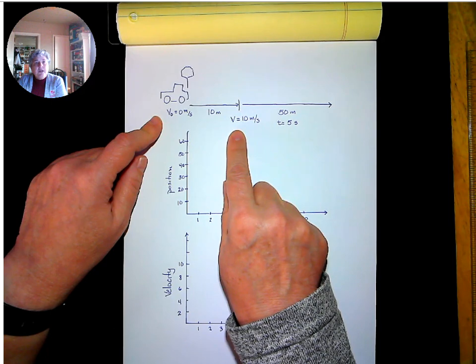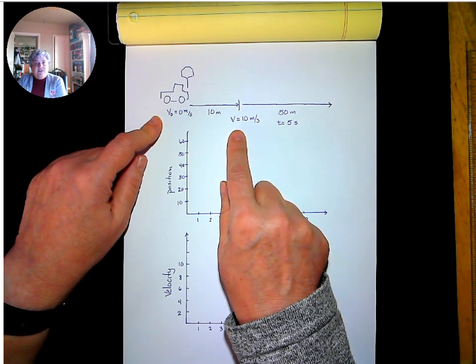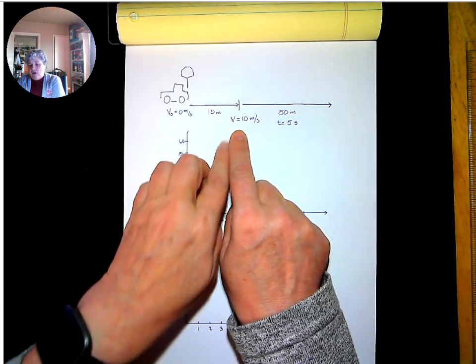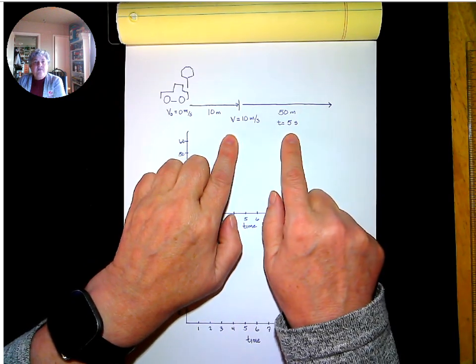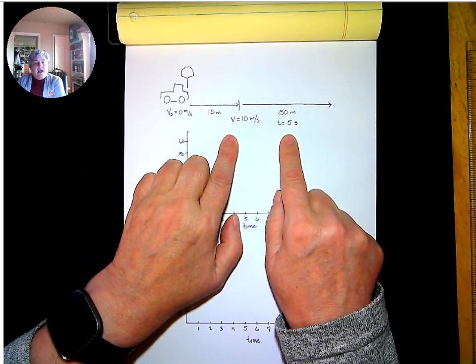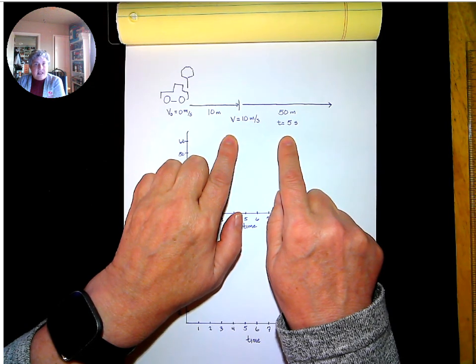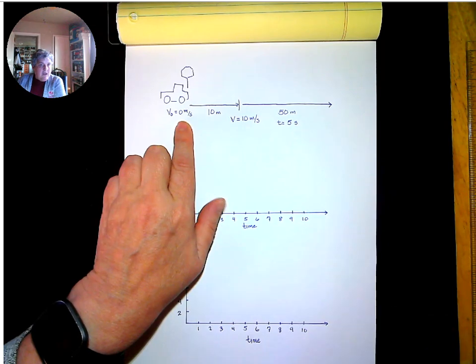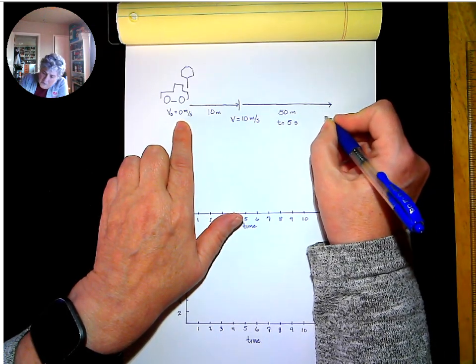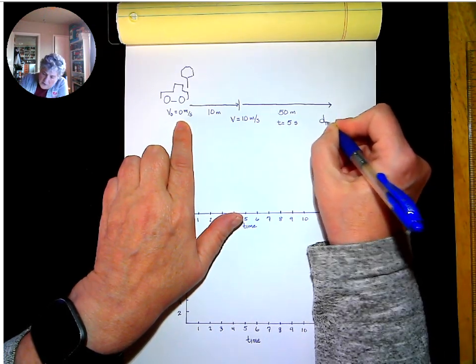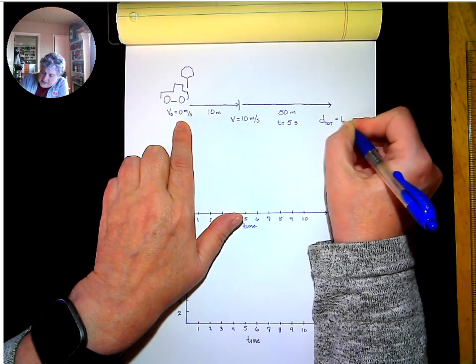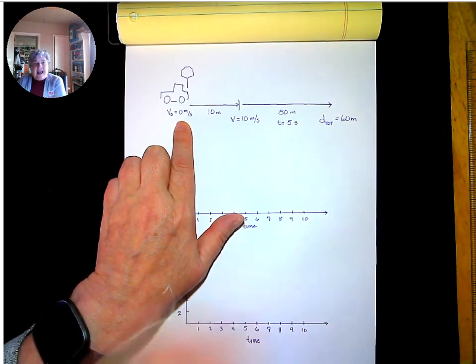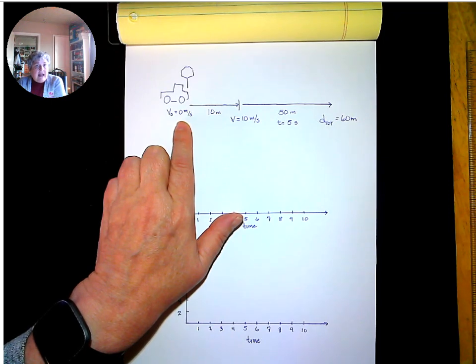And then once we reach that final velocity of 10 meters per second, we're going to proceed down 50 meters for a time period of 5 seconds. So some things that we already know: the total distance for this situation is going to be 60 meters. So I can actually start calculating an average velocity when I know my total distance.